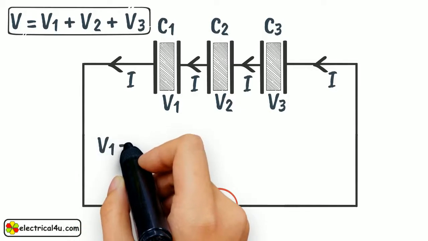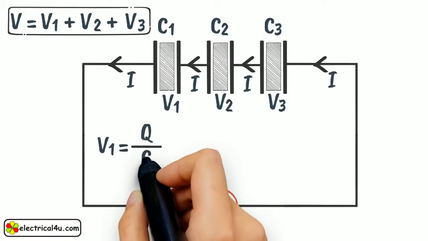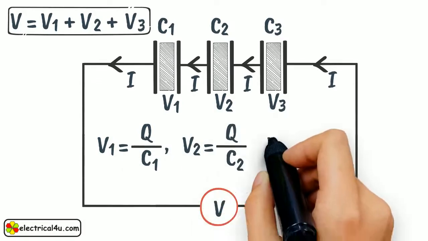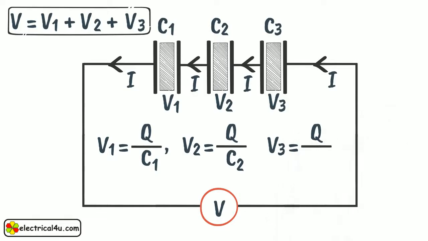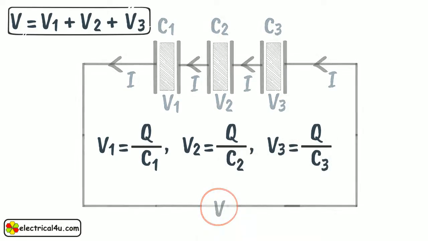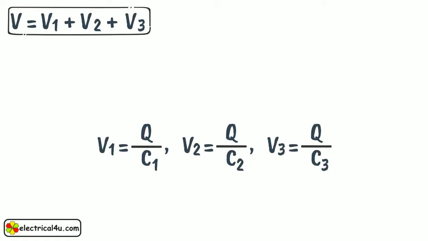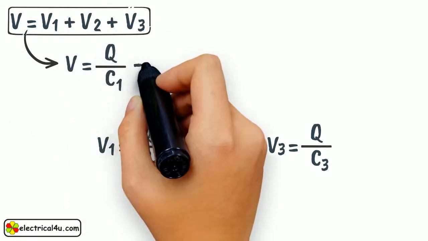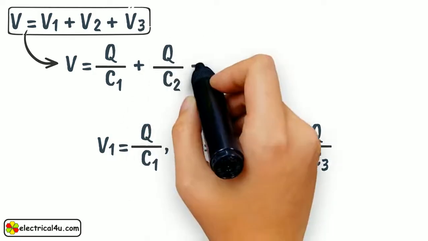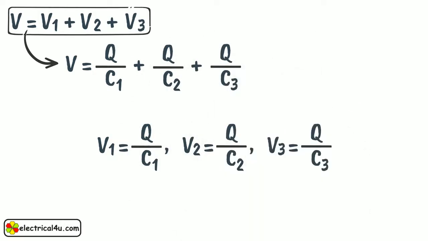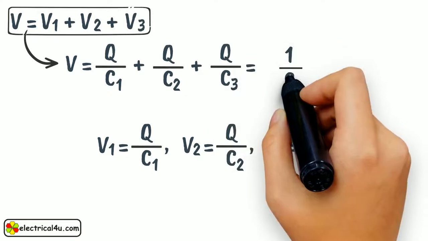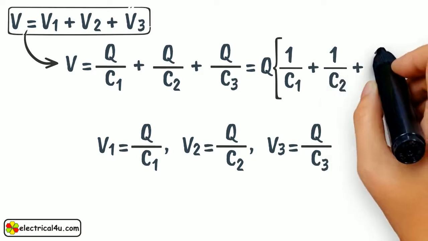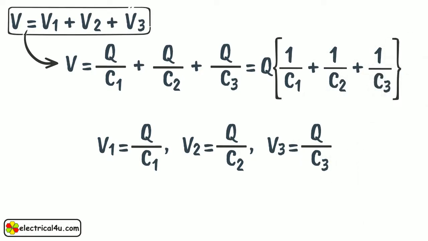Again, as per the formula, V1 equals Q by C1, V2 equals Q by C2, and V3 equals Q by C3. It can be written that V equals Q by C1 plus Q by C2 plus Q by C3, which equals Q into, within bracket, 1 by C1 plus 1 by C2 plus 1 by C3.